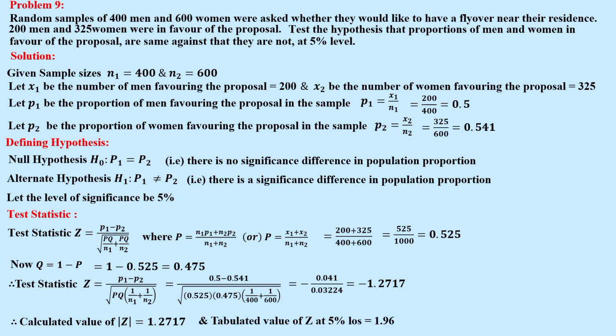Tabulated value at 5%, 1.96. So now the conclusion, comparing calculated and tabulated. The calculated value is less than the tabulated, therefore H0 is accepted. There is no significant difference.